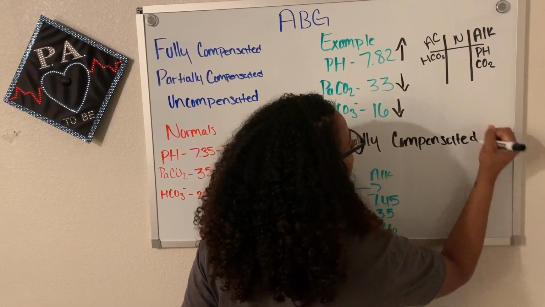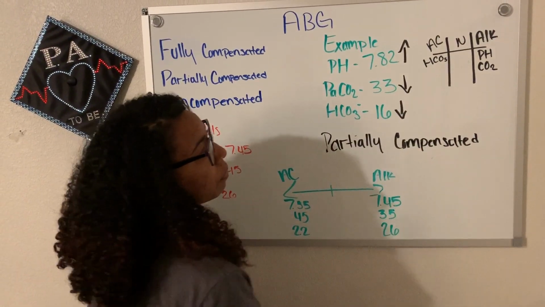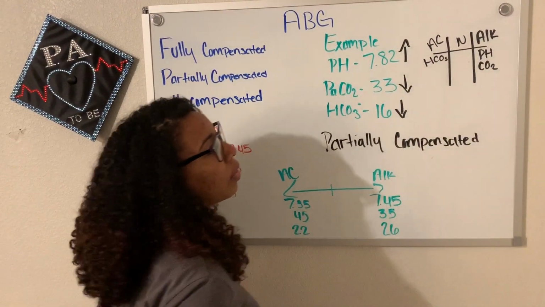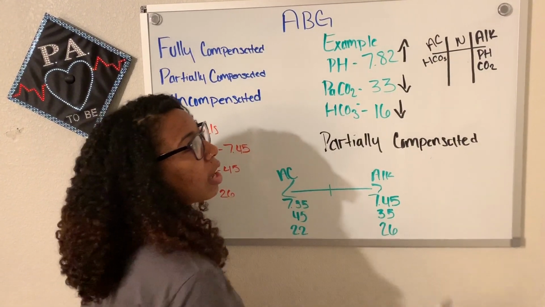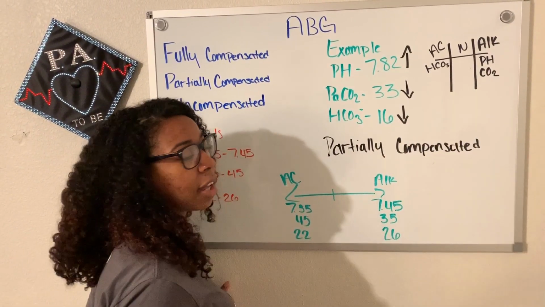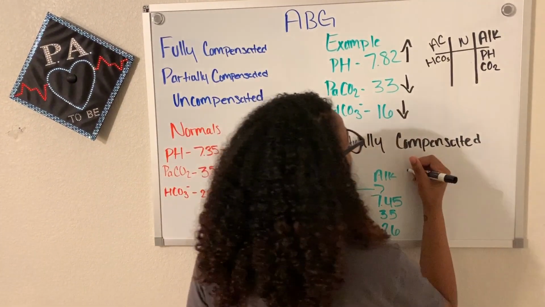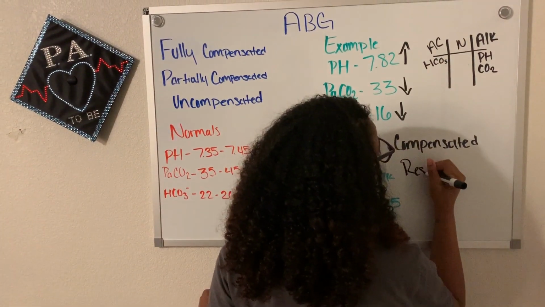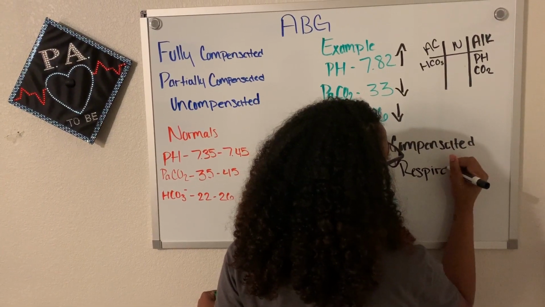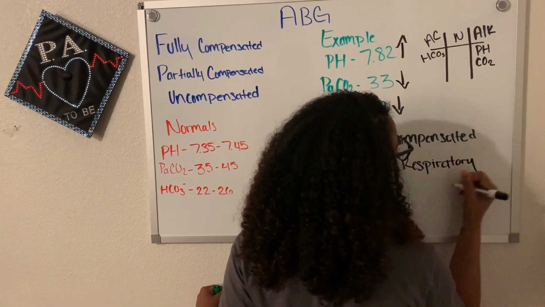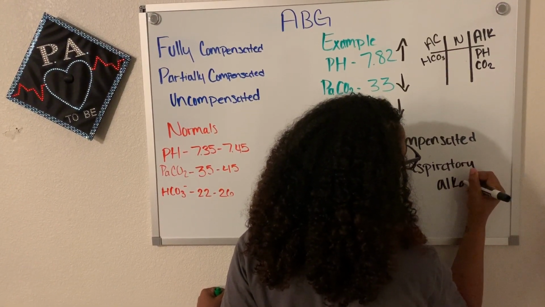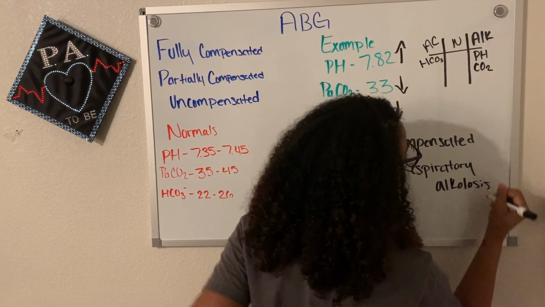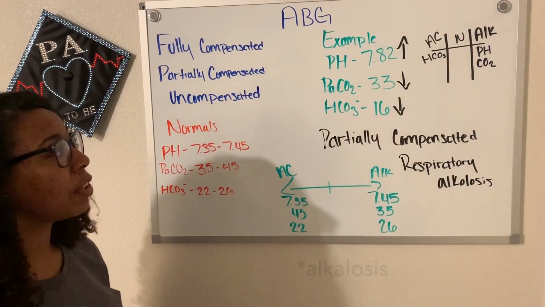Now let's take a look back at our tic-tac-toe method. pH and CO2. So that means it's respiratory alkalosis because it's on the alkalosis side. So partially compensated respiratory alkalosis. And that is our answer for this question.